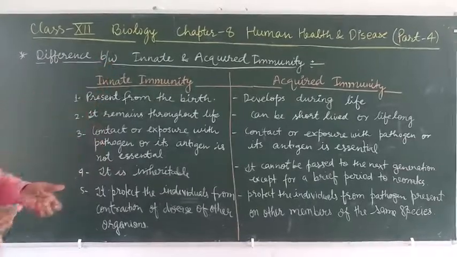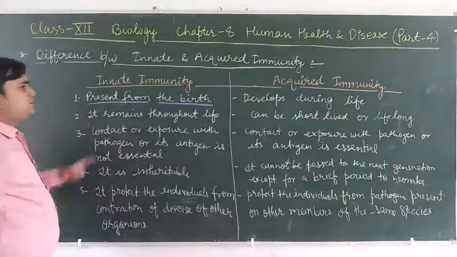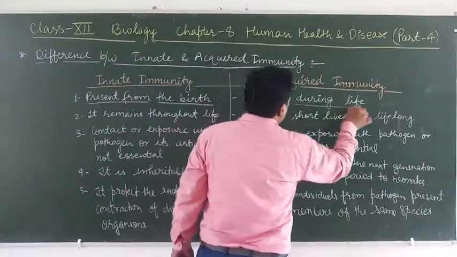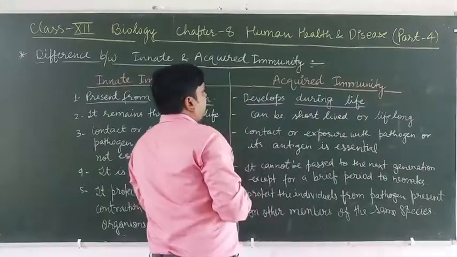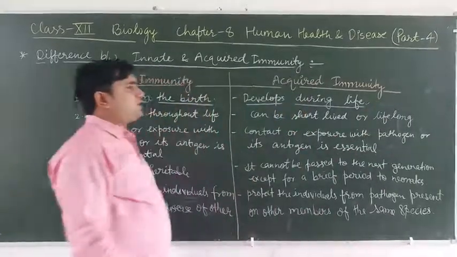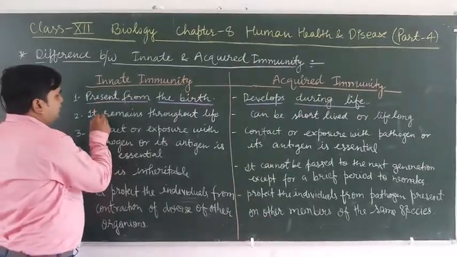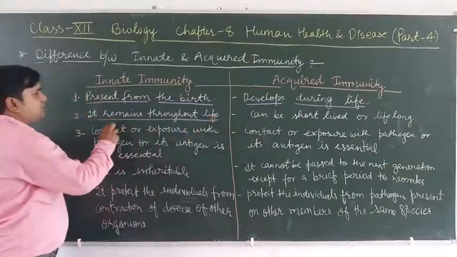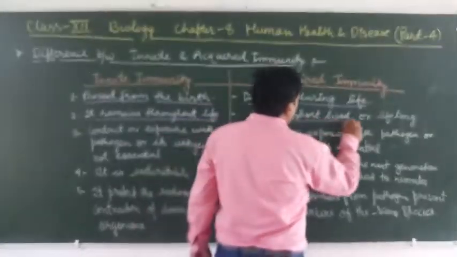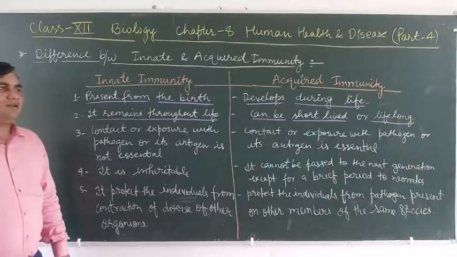First, innate immunity is present from the birth, into the organism, and acquired immunity develops during the lifetime, during the life of the organism. Second difference: innate immunity remains throughout the life, and acquired immunity can be short-lived or lifelong.